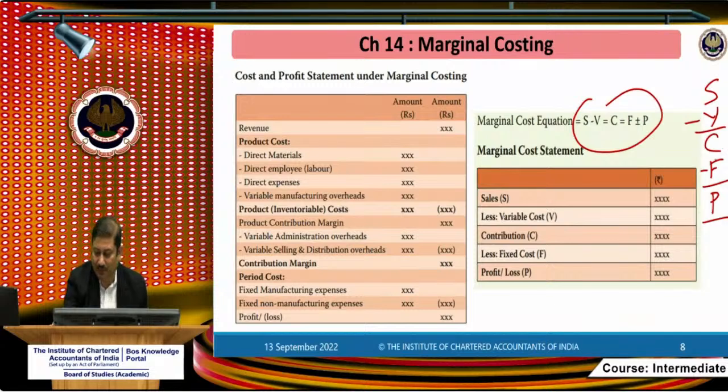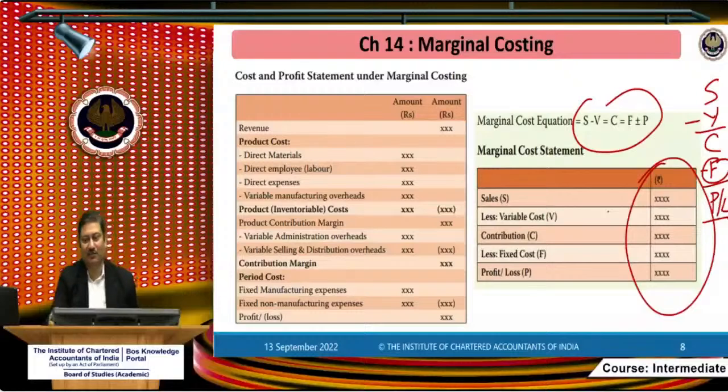If fixed cost is more, then it can be a loss also. So profit or loss. Now, this is the statement I have just written in short. Whenever you do any question of marginal costing, please keep in mind that the marginal cost equation will be fulfilled. Sales minus variable cost will be contribution. Contribution minus fixed cost is going to be profit. So contribution is the kingpin. Contribution is the most important factor of marginal costing.